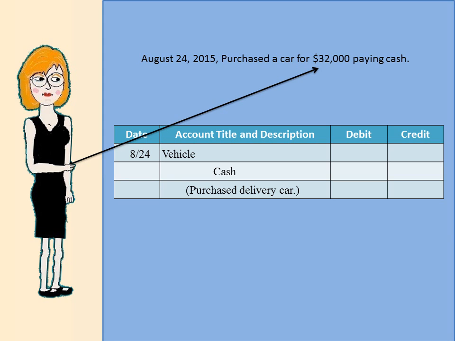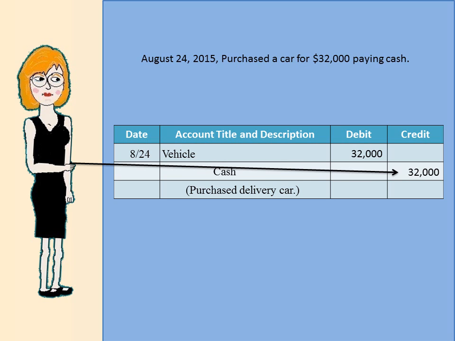Next, we will move the dollar amount down. We will debit the vehicle because that increases the vehicle account, and we will credit the cash account because that will decrease the cash account. Please note that both vehicles and cash are both asset accounts and increase on the debit side and decrease on the credit side. So we're increasing the vehicle by the value of the car, and then we're decreasing the cash account by the amount of money we spent.